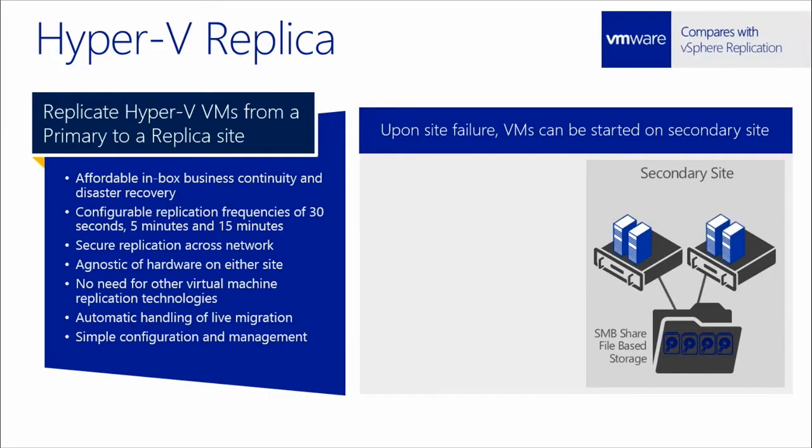And once that's finished, upon failure, VMs can be started on a second site, and that can be triggered through Hyper-V Replica. Alternatively, we can do a planned failure, so it doesn't actually need to have failed on the primary for us to transfer over to start running on the secondary. We've got that flexibility. It handles live migration. We don't need any other VM replication technology.